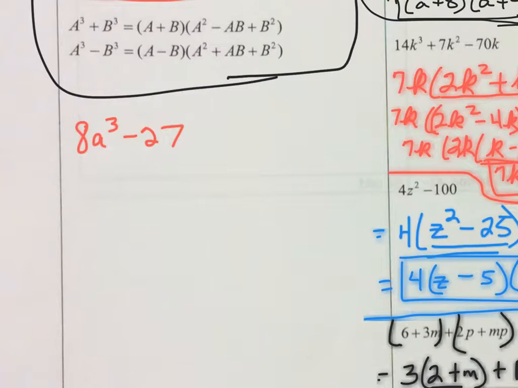Well, once you recognize this as the difference of 2 cubes, then what you want to do, or what we did in class, is we wrote it as something cubed and something cubed. That was always our first step. To get 8a cubed, we would cube 2a. To get 27, we would cube 3.